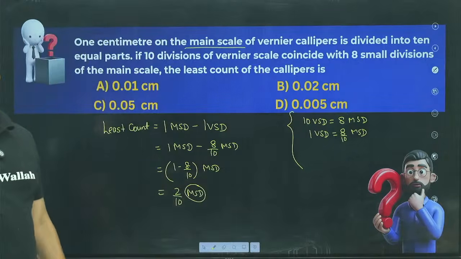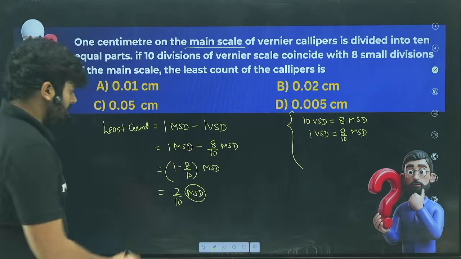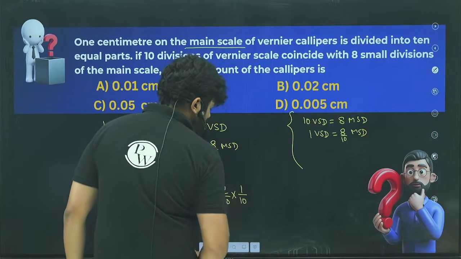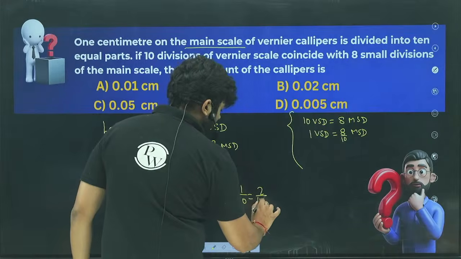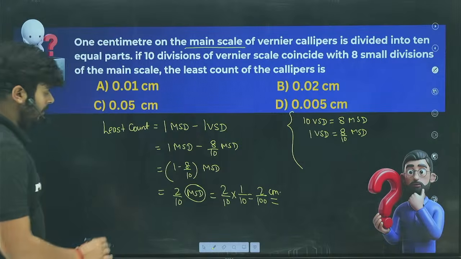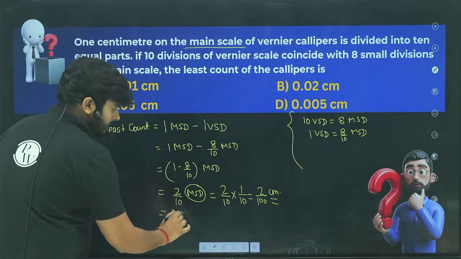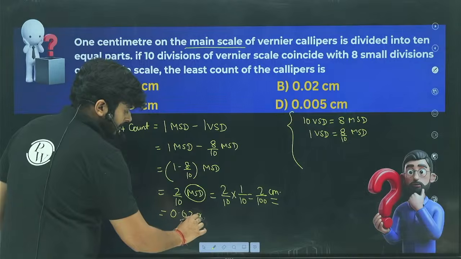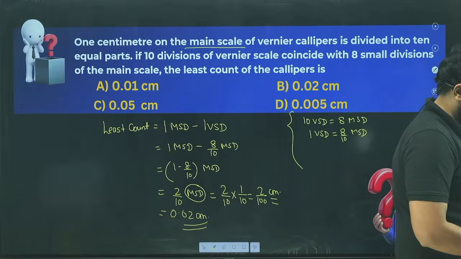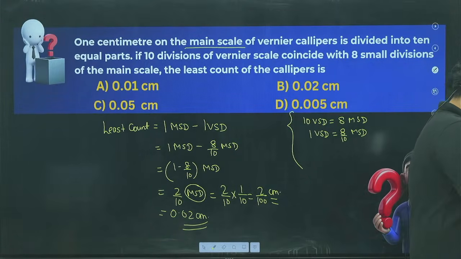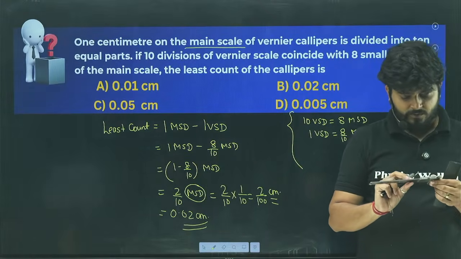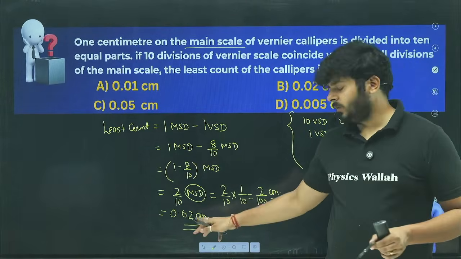So each division is of an mm, right? So 2 into 10, and main scale division is 1/10 of a centimeter. So it is 2 by 100 centimeter, right? 2 by 100 centimeter, or 0.02 centimeter. By the way, the caliper that I have, you cannot see it, only you can believe my words, right? For this caliper also, the least count is same, 0.02, right?